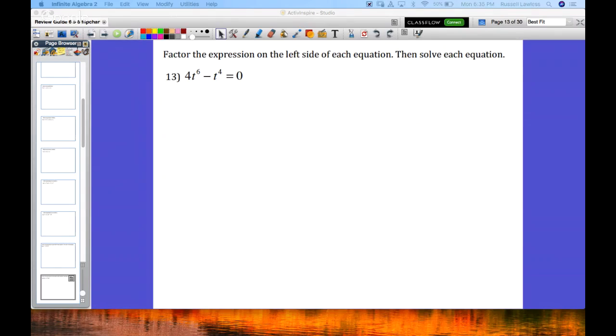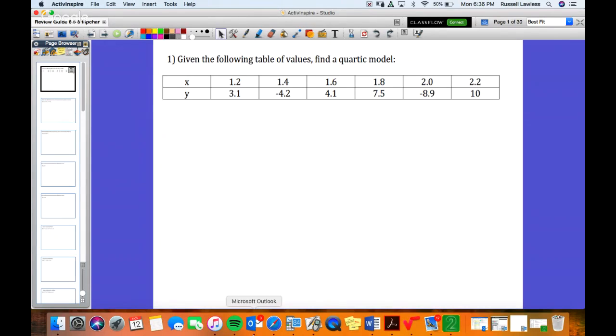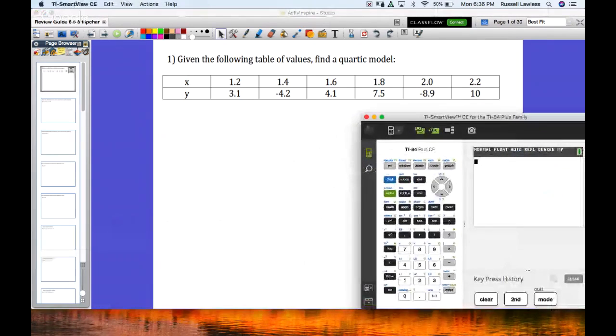Sorry about that. All right, so starting at number 1. The reason I want to start at number 1 is because when people are watching the podcast, we'll see what's going on here. Looking at number 1, this is: given the following table of values, find the quartic model. And so this is using the calculator.